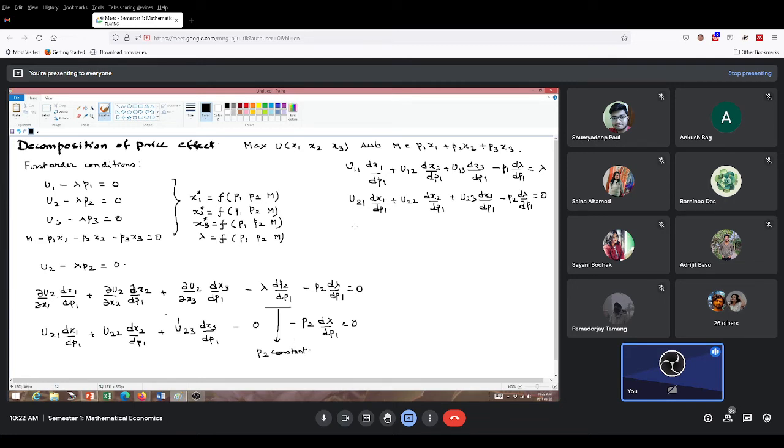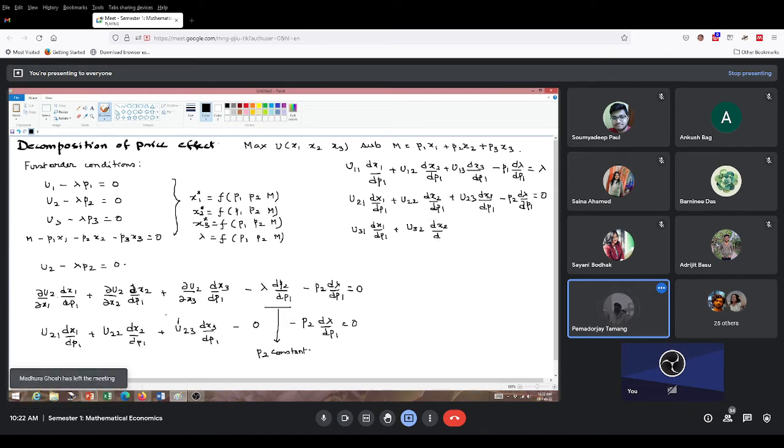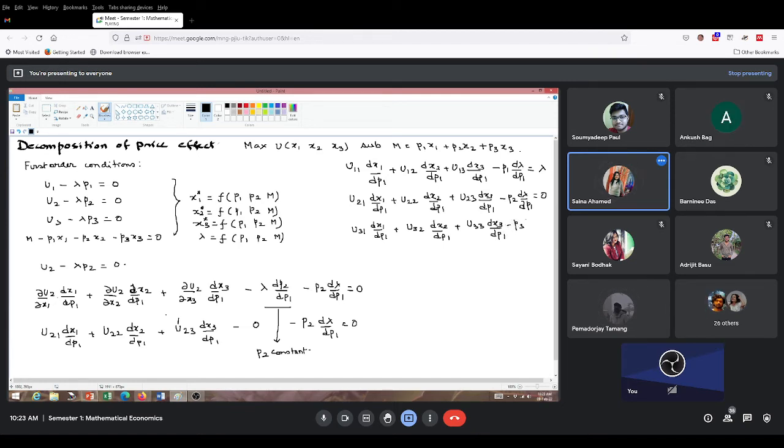Now can you tell me what the third line will be? U31 into dx1 by dp1. So this part will be same. The next term will not be found in any place. So u32 dx2 by dp1 plus u33 dx3 by dp1 minus p3 dp1 by dp1 equals to 0. Okay, so this part is clear.